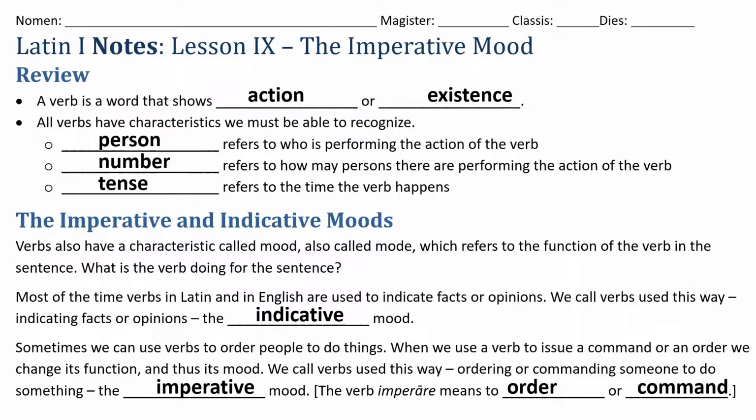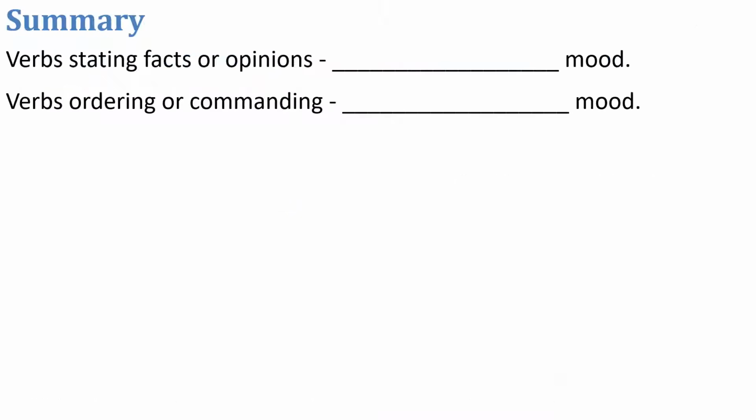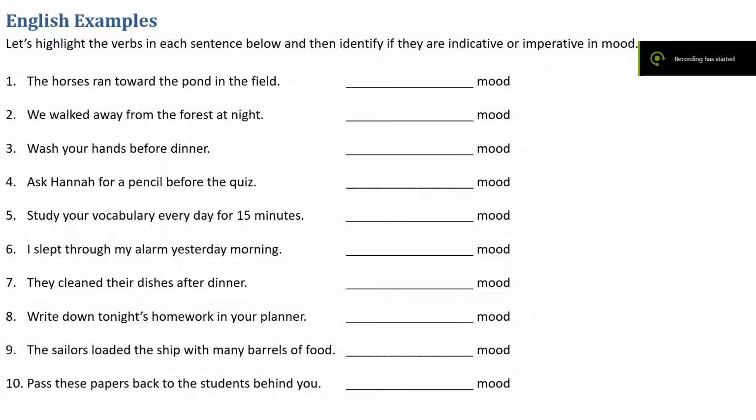So, let's summarize. Verbs that state facts or opinion, that's the indicative mood. It indicates simple facts or opinions. But verbs that are used to order or command are in the imperative mood. So let's look at some English examples. Let's highlight the verbs in each sentence below and identify if they are indicative or imperative.